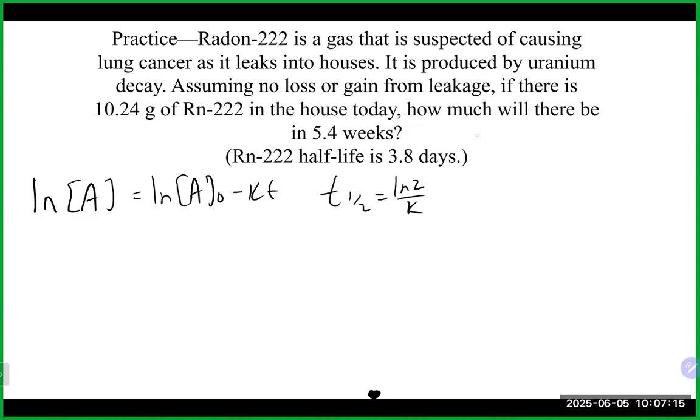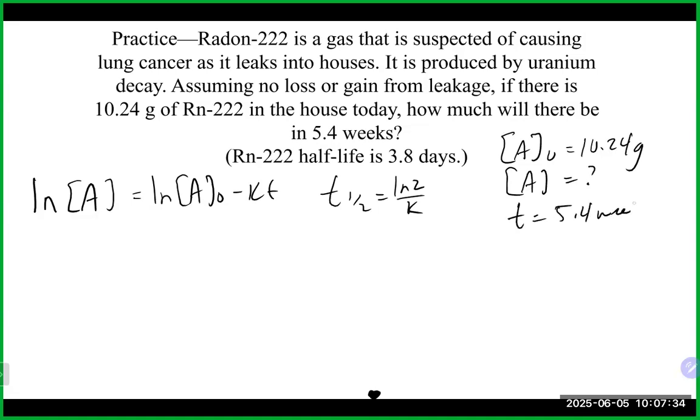So in this case, we are starting initially with 10.24 grams. We are looking for how much will be there at the end. So we're actually looking for that guy. And the time in this case is 5.4 weeks. Looking at our equation here, we're looking for that, we got that, we got that. We are, which is very common in these type of problems, missing the decay constant. But the other piece of information they gave us was the half-life. So we have the half-life, and obviously that is where we could get our decay constant.